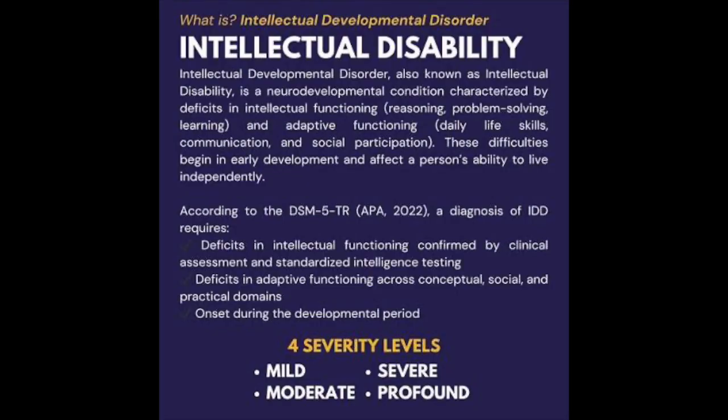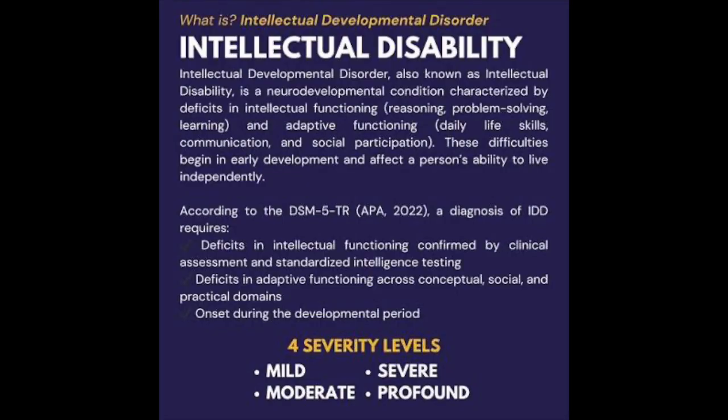Now, for our last criteria C. Criteria C essentially explains that the onset of the intellectual and adaptive deficits need to occur during the individual's developmental period. In other words, these deficits in intellectual functioning or in adaptive functioning need to be present during childhood or adolescence.